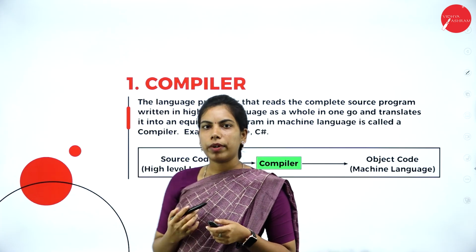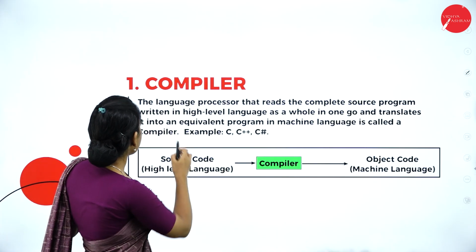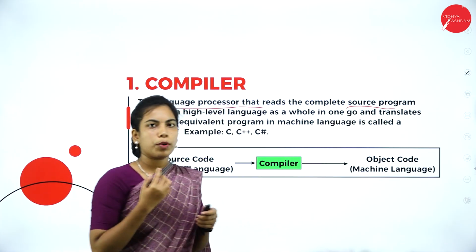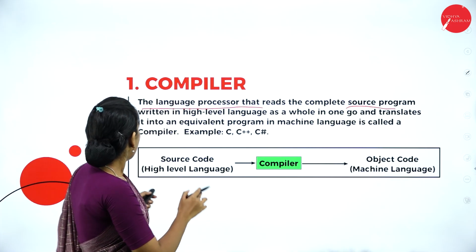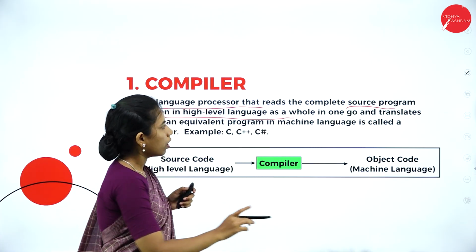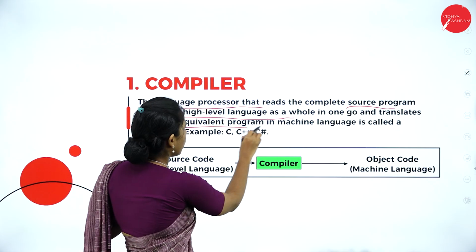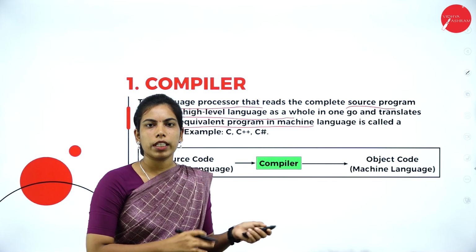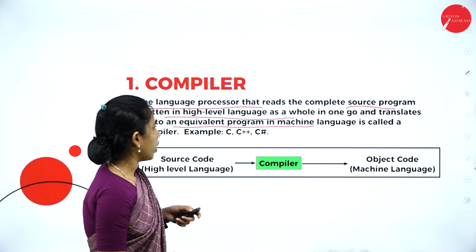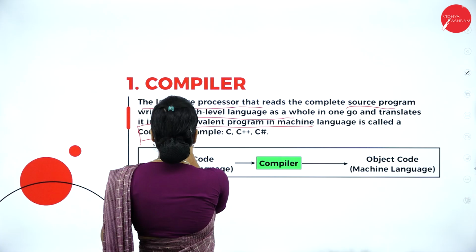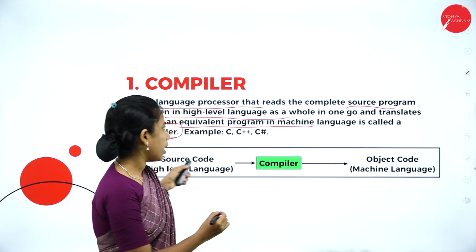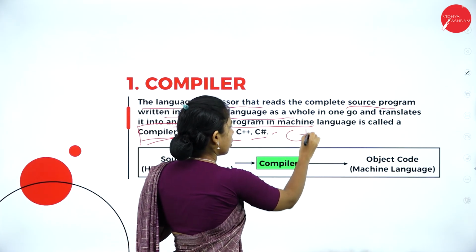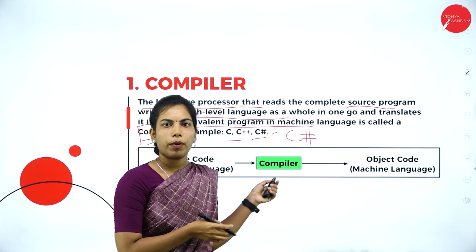A compiler is a type of computer translator, a language processor that reads the complete source program, which we also call the source code, written in a high level language as a whole in one go and translates it to an equivalent program in machine level language. If the code is written in a high level language and that code is completely converted into machine level language, it is called a compiler. For example, C, C++, C sharp, or C hash.